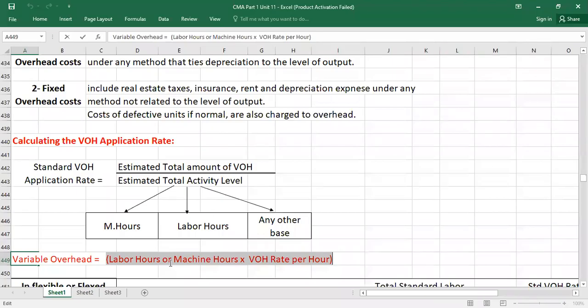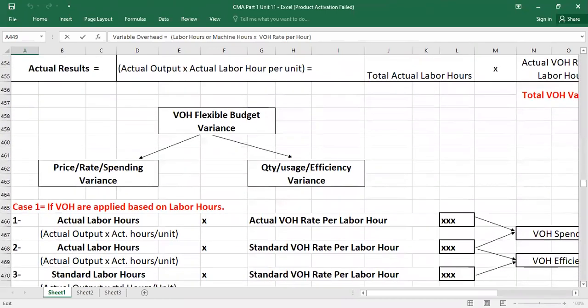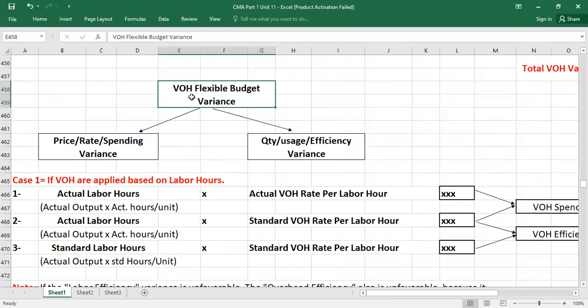So that is why your variance could arise due to changes in labor hours or machine hours, or maybe due to change in rate for each labor hour or machine hour. So this is what we are going to learn here. So look at here, variable overhead flexible budget variance.